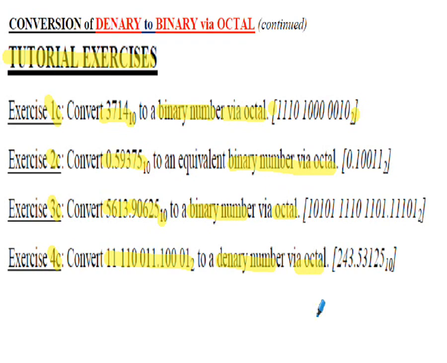Breaking the binary number down into 3 digits, you can write it immediately as an octal number, and then, using the column heading method, you can write the octal number as a denary number. I would encourage you to stop the presentation here and attempt these exercises, but full worked solutions are shown on the following slides.